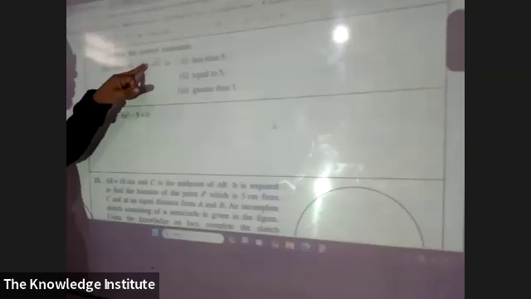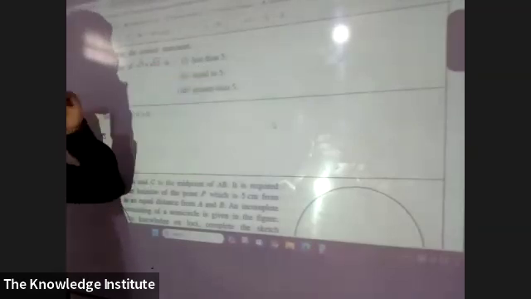Okay, 23rd question. Underline the correct statement. The value of square root 3 plus square root 12 is: first option, less than 5; equal to 5; greater than 5. So we want to find the value of the square root approximately. Okay. What is the square root of 3? What is the value of square root of 3?